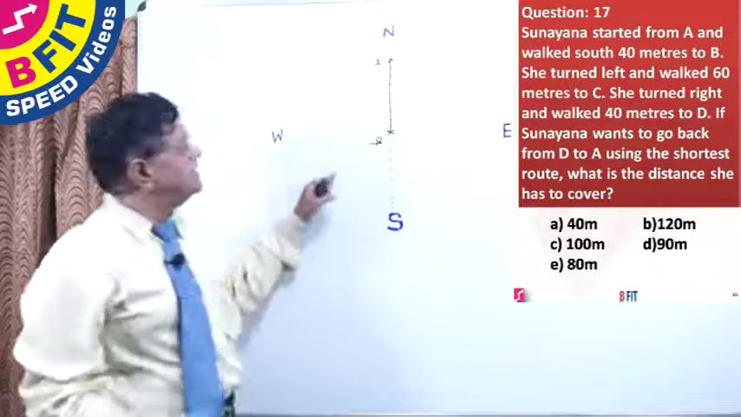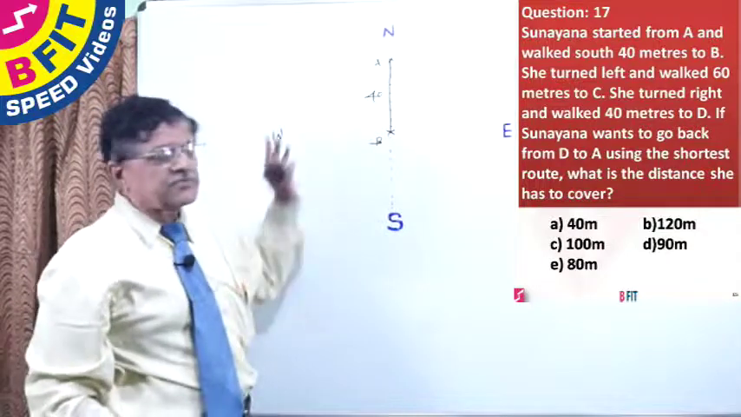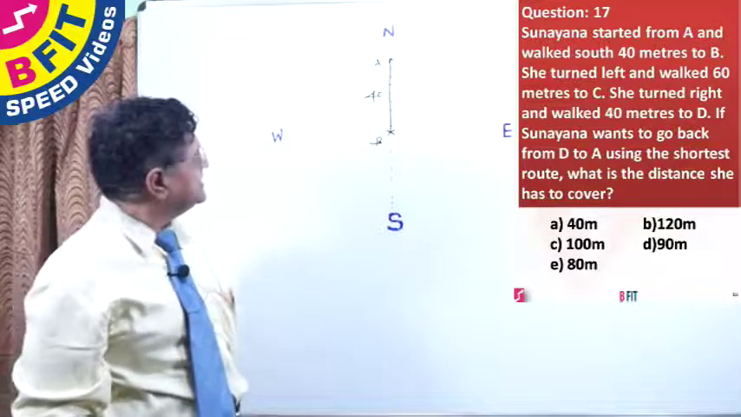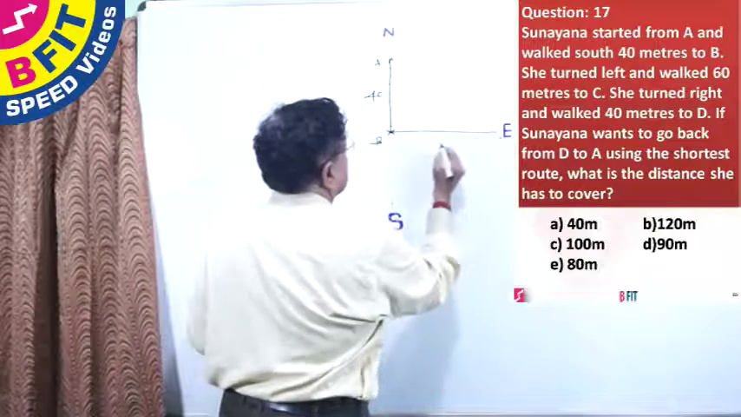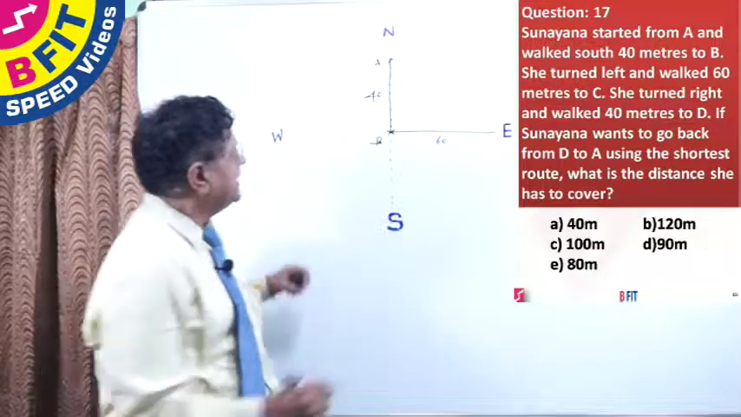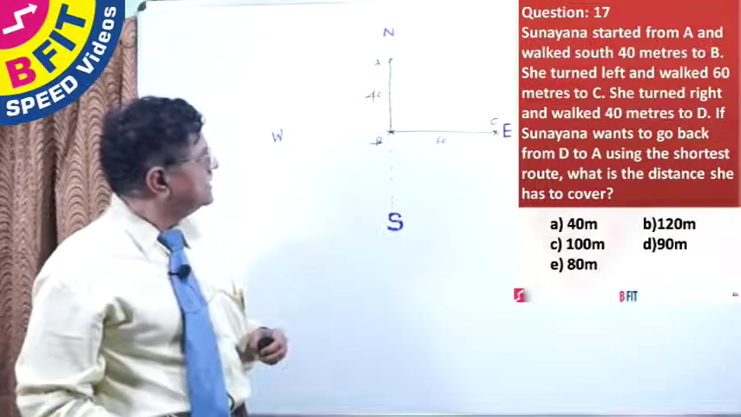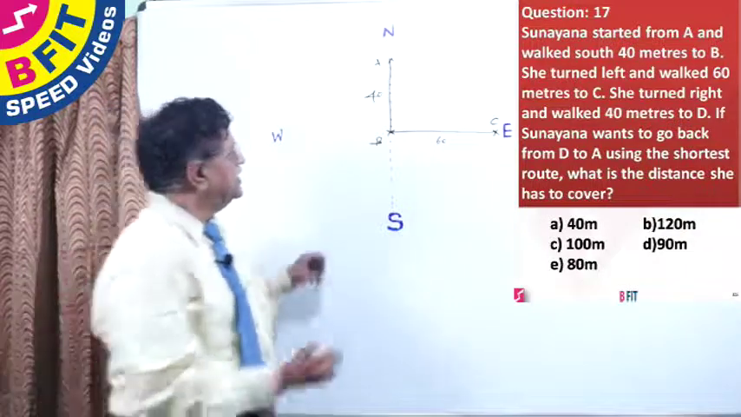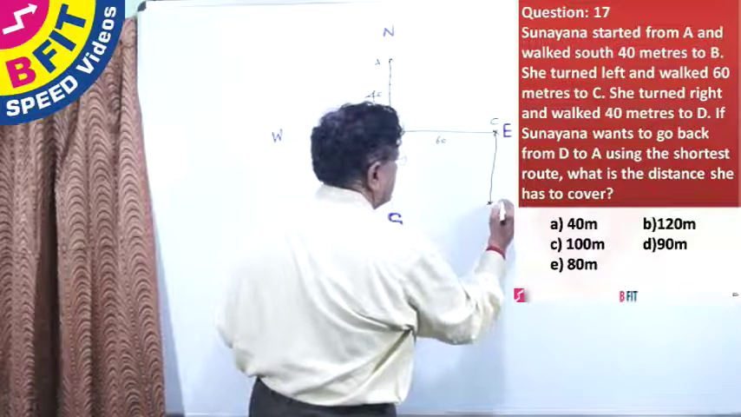This is point B, and she is walking 40 meters to reach point B. She turned left and walked 60 meters to point C. She turned right and walked 40 meters to D.